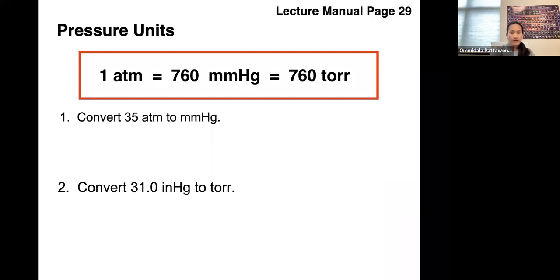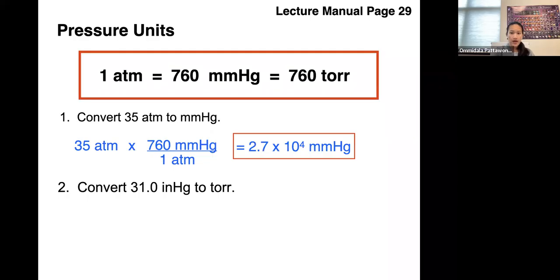Let's take a look at one: 35 ATM to millimeters of mercury. Recall from Chem 121, you set up 35 ATM, with ATM on the bottom and millimeters of mercury on top, because that is what we want. Then you get the answer in millimeters of mercury. On the exam, I expect you to set up the equation showing the unit cancellation like this. Number 2, same thing.